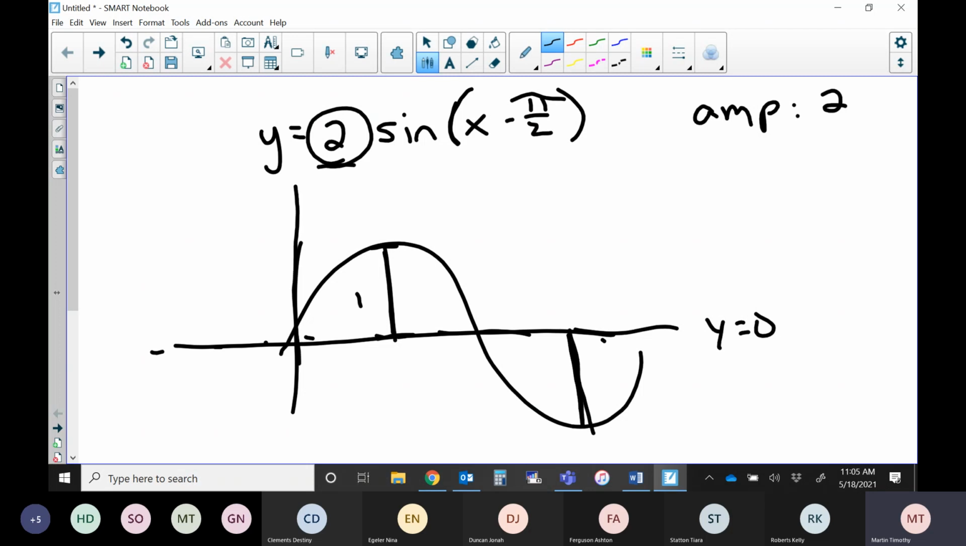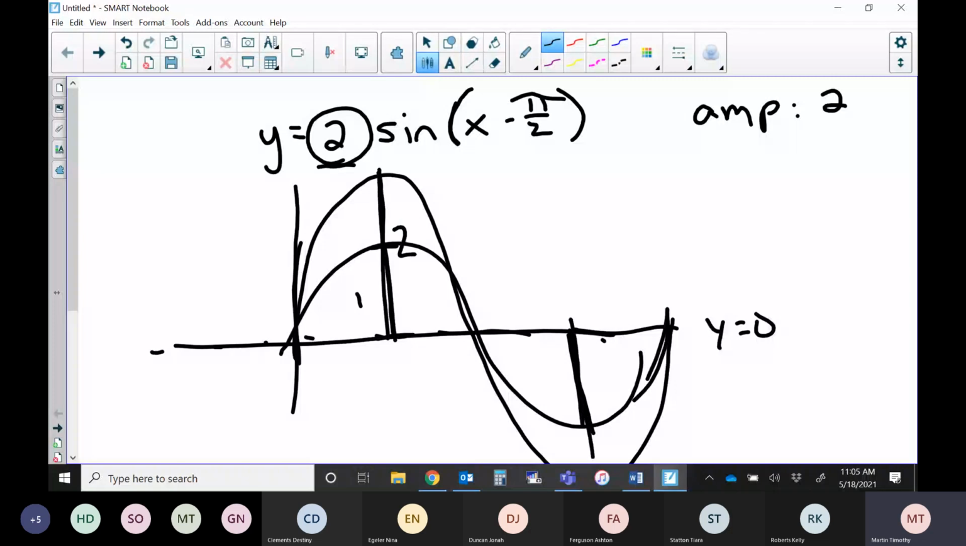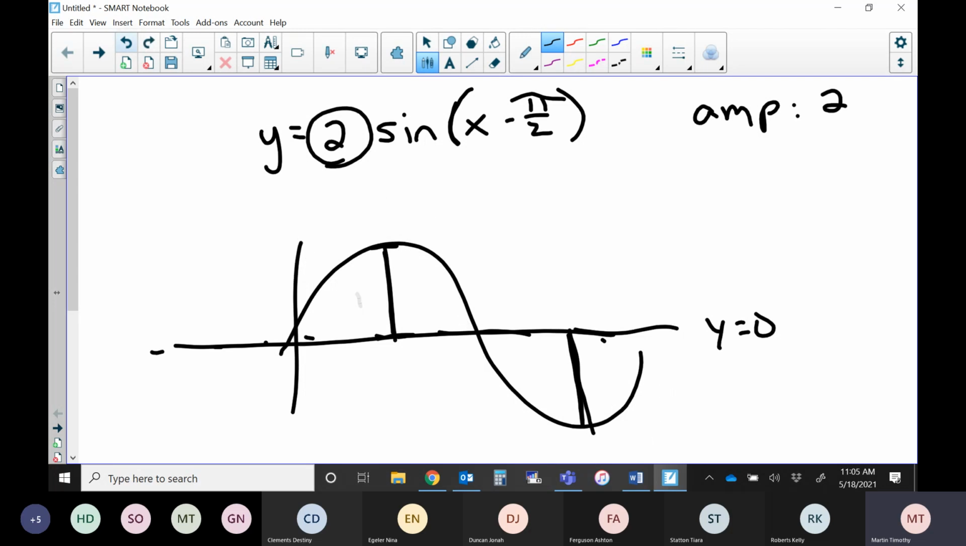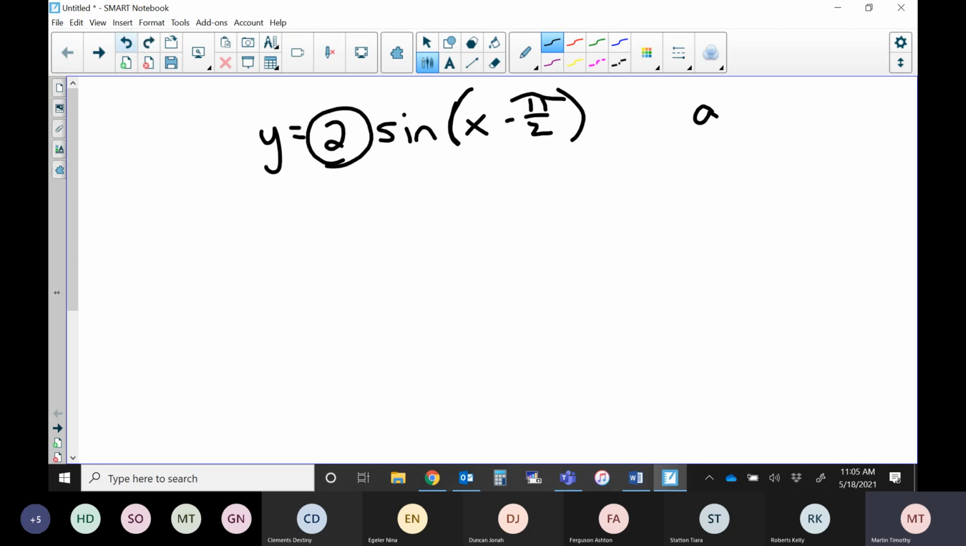But when I have that 2 here, it makes it go, they should hit the same spot. This now becomes a 2, and this becomes a 2. That's what the amplitude is going to affect. But now, what the heck? How? So this is my amp.